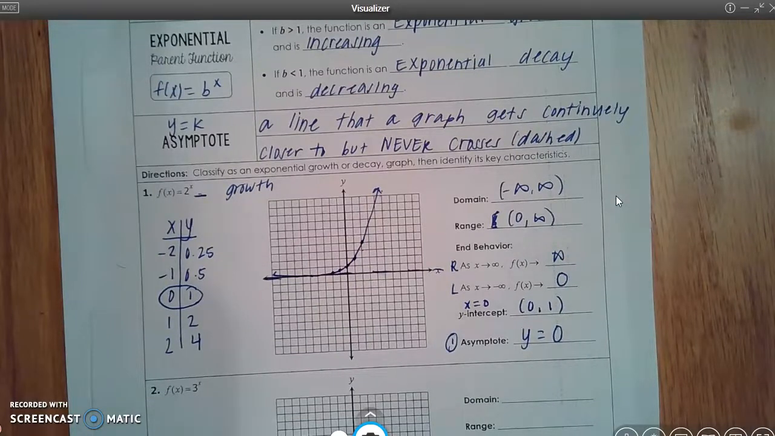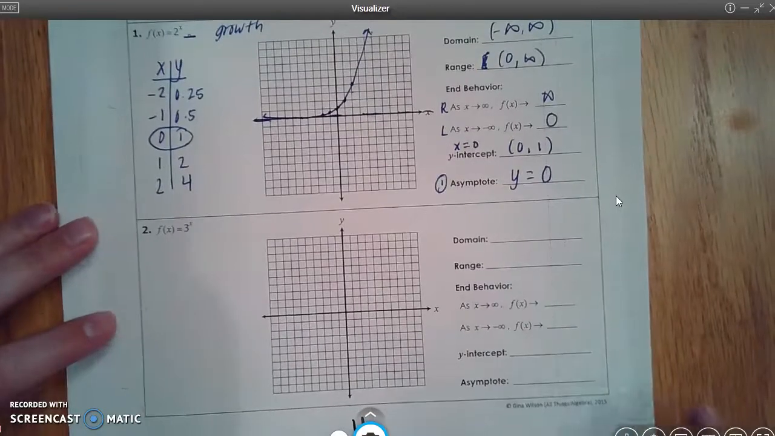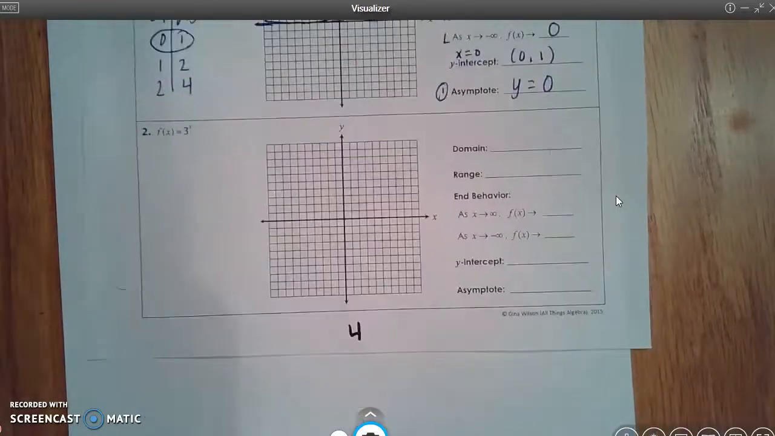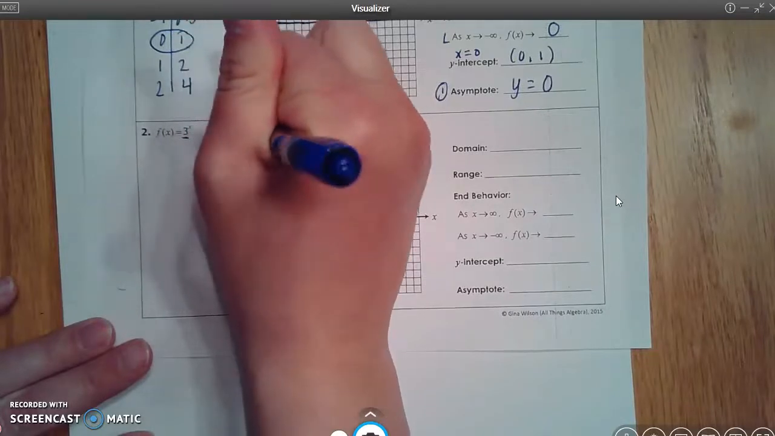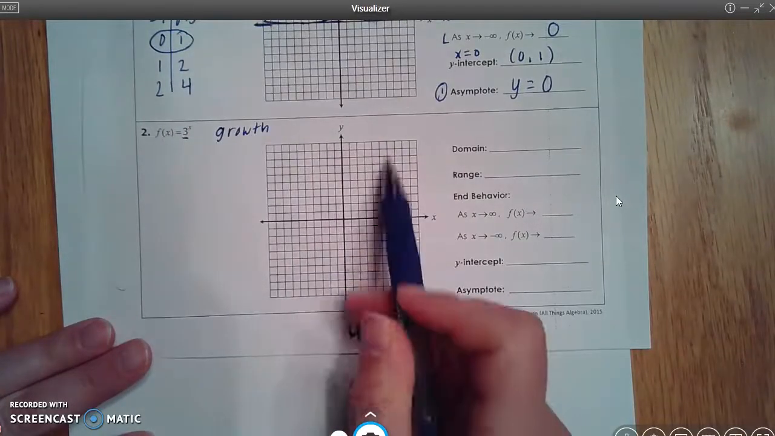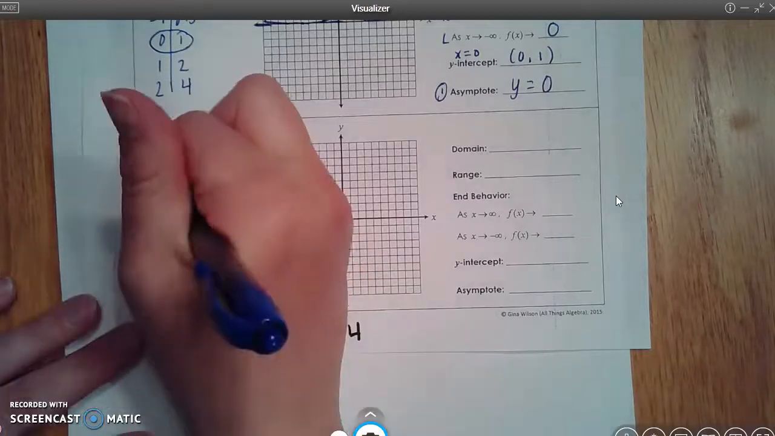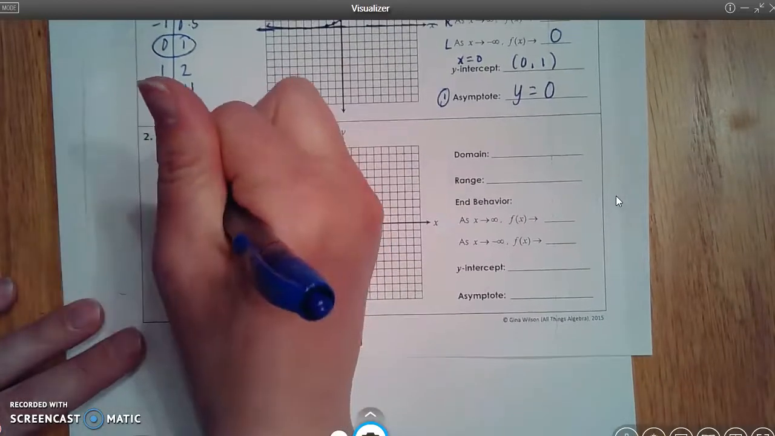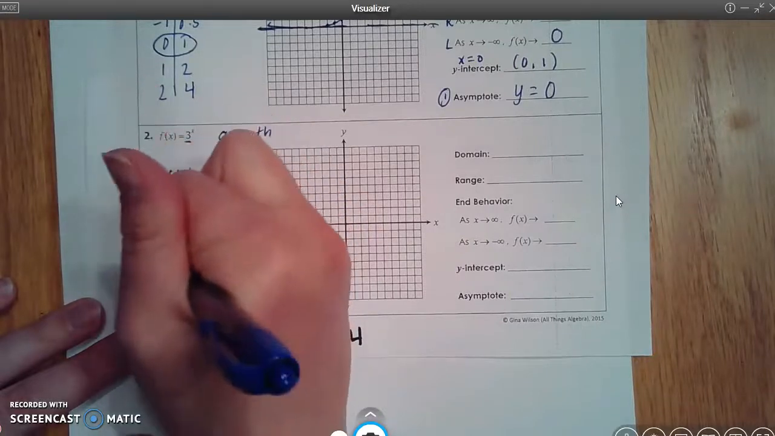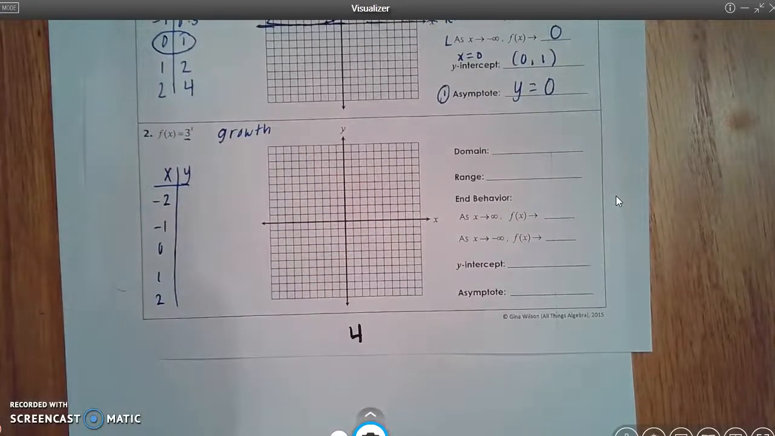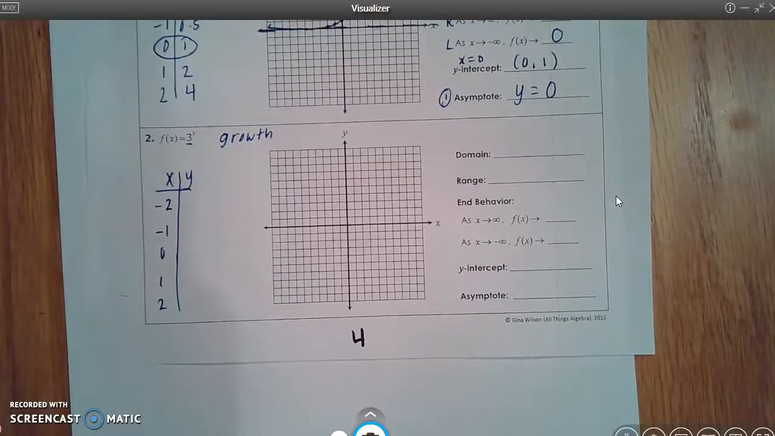Okay, let's try another one. If we look at number 2, we have this 3 right here, which means we're going to have a growth. So that means my function is going to go up to the right again. We need to create a table of values. And I'm going to do the same ones of -2, -1, 0, 1, 2. Quick reminder, you can pick any points to go in your table of values, but I am not shifting left, right, up, or down. So these are the 5 easiest points that you can find.